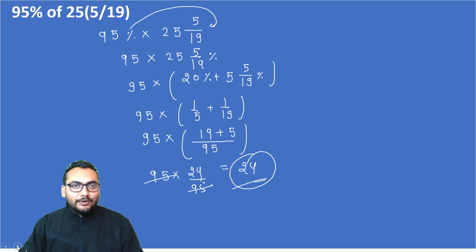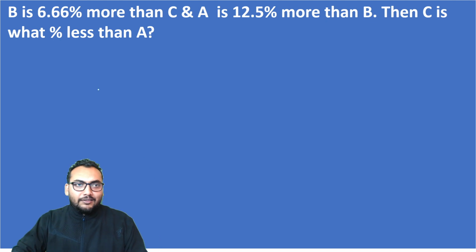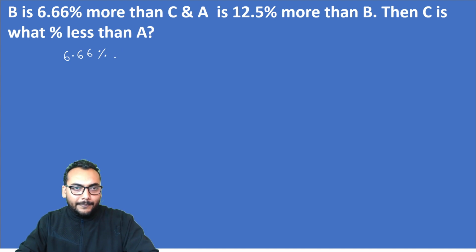I hope this is clear to all of you. Now this question is very easy, but I'm sure you will think it is a tough question, but it is not. What is given here is that B is 6.66% more than C. So I can convert the percentage into a fraction. 6.66% is basically 6 whole 2 by 3%.